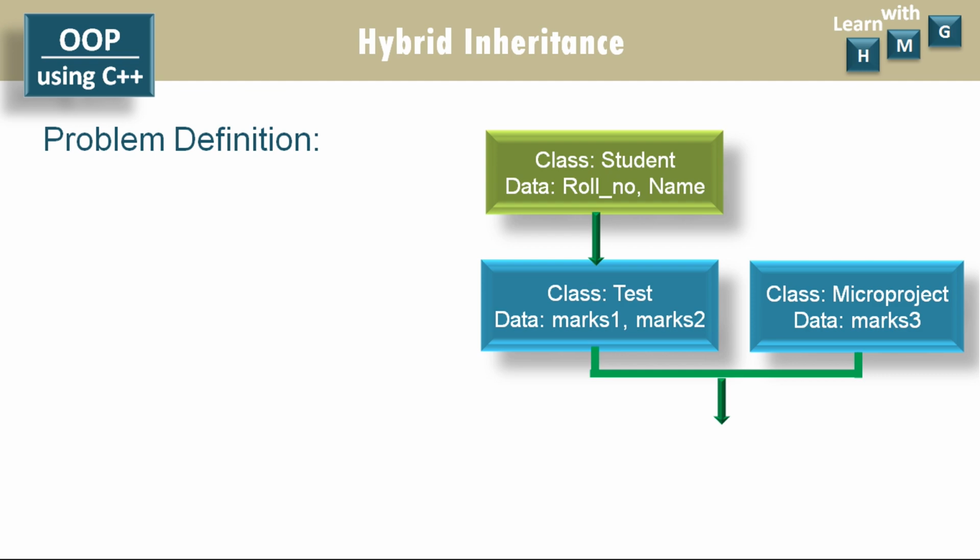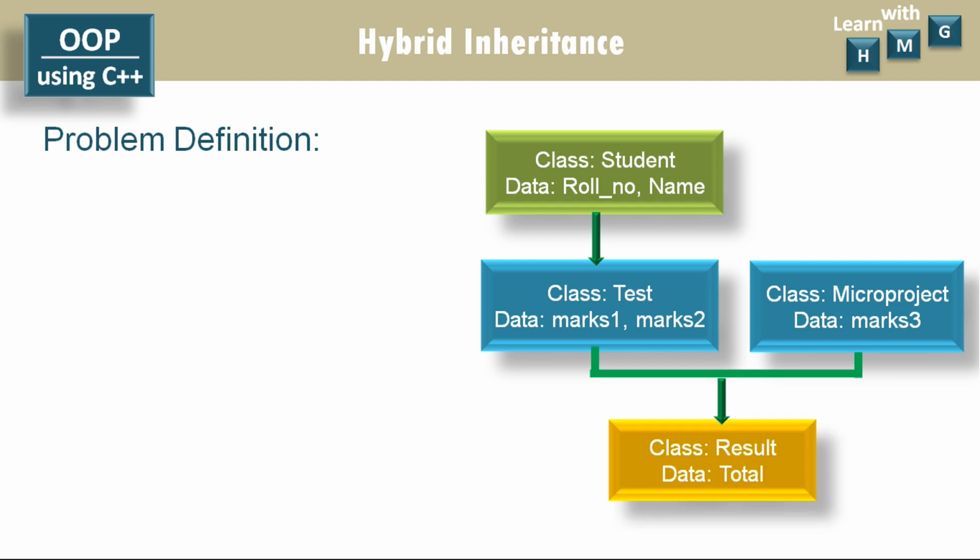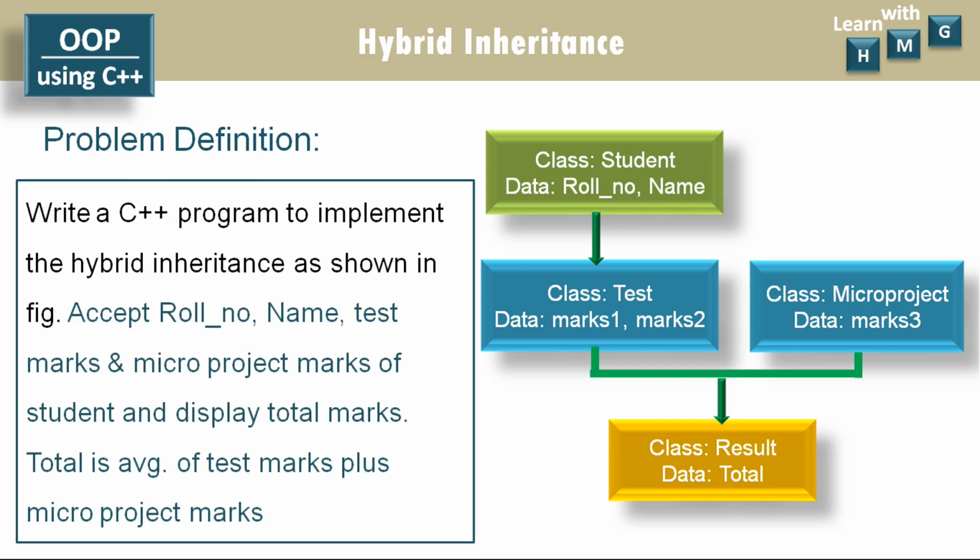From these two classes, that is from test and microproject, one class is derived, that is result class. This class has only one data member, that is total marks. So like this, the student, test and result classes form multi-level inheritance, while test, microproject and result classes form multiple inheritance. So now the problem definition given is: write a C++ program to implement the hybrid inheritance as shown in the given figure.